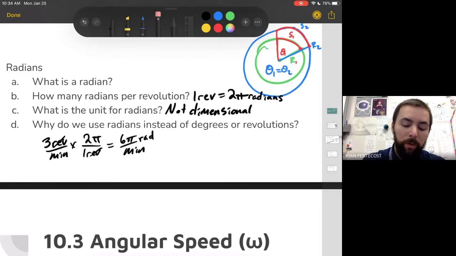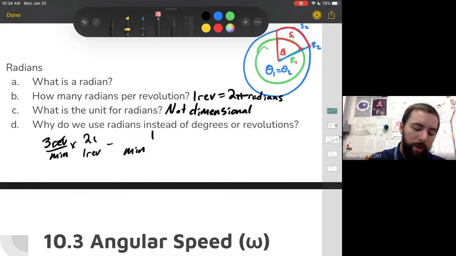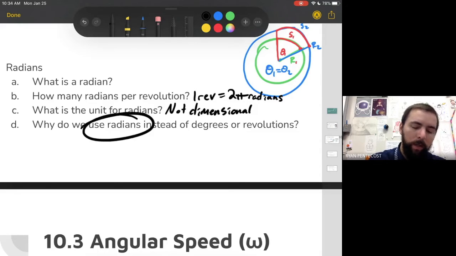And if we get revolutions or degrees, or they ask for it in revolutions or degrees, we're going to have to convert back and forth. But all of our math should be in radians, because that's simply how the math works, right? Our kinematics and our calculus are all built with radians in mind. So that's why we're going to use radians. Whoops, I've got an eraser right now. Okay, that's embarrassing. That's why we're going to use radians instead of degrees or revolutions.